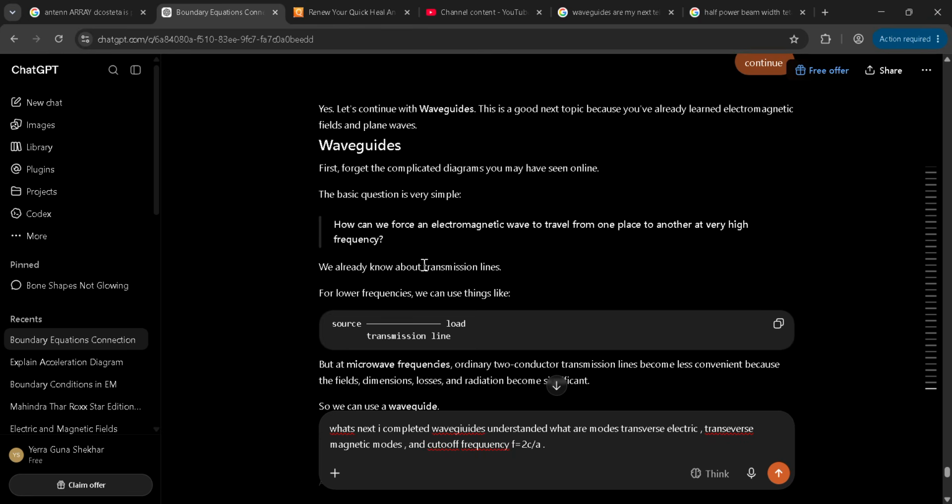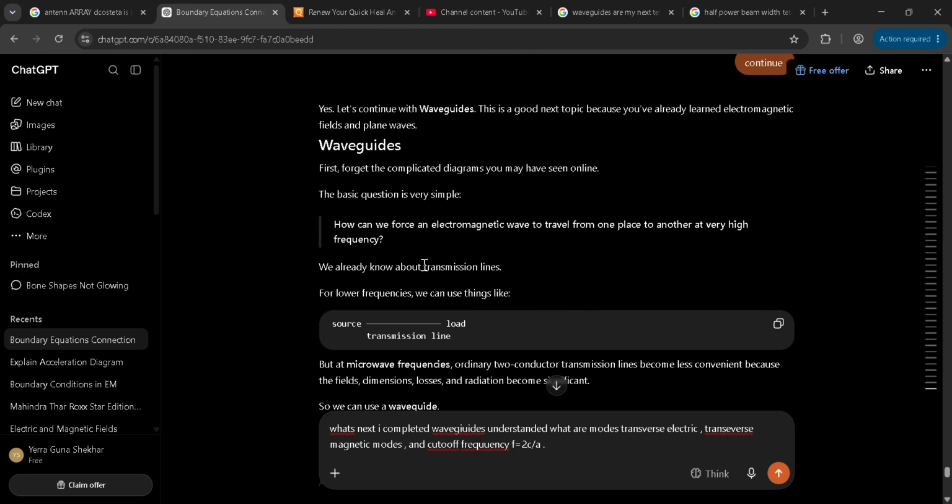What is a waveguide? A waveguide is basically a hollow conducting structure that guides electromagnetic waves. The most common example is a rectangular metal tube. It looks almost like an empty metal pipe, but here's the important point. The wave is not traveling in the metal. The electromagnetic field exists in the space inside the conducting walls.